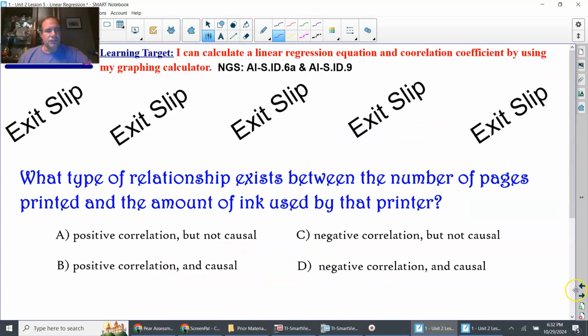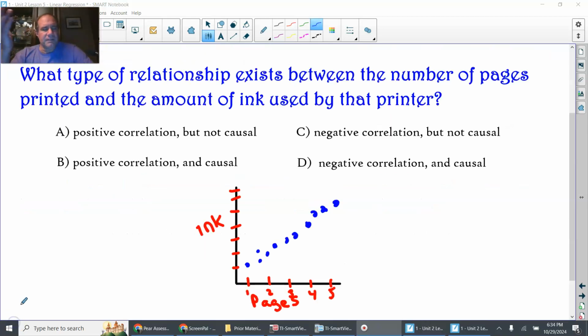All right, so here's the exit slip. What type of relationship exists between the number of pages printed and the amount of ink used by the printer? Go ahead, see if you can answer it. So to put this into perspective, I'm a visual learner. I need to sketch, and that's what I did. So I put pages on the bottom, just like time would be.